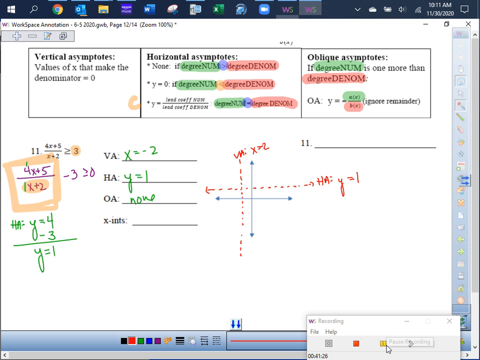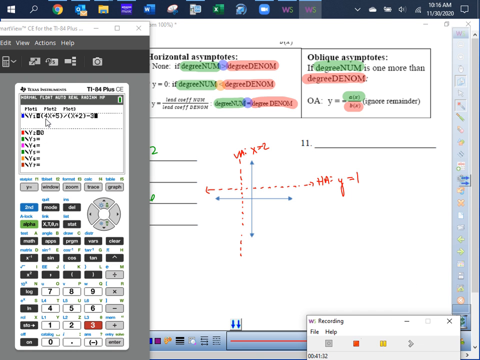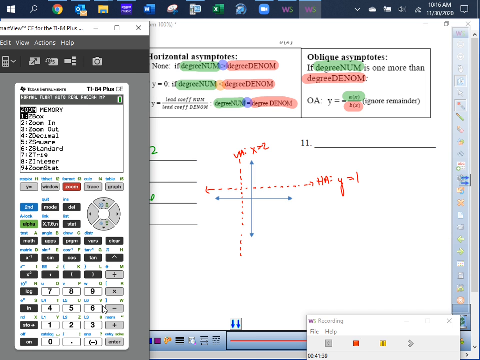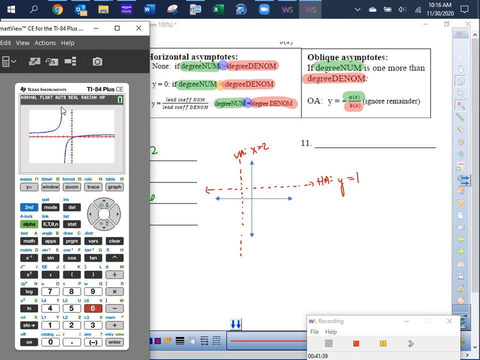We've got to punch in the guy with the minus 3, not the original. So we got our numerator in parentheses divided by our denominator in parentheses, and then the minus 3. Graph it on the old Zoom 6 window, and we should see exactly what we said, that we've got our vertical asymptote at x equals negative 2. We got a horizontal asymptote at y equals 1, and we're looking for our branches.